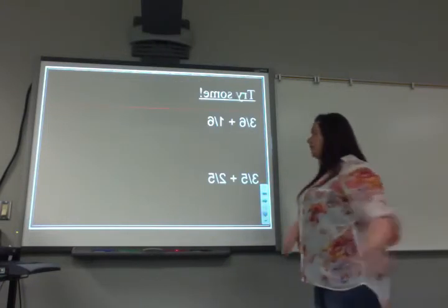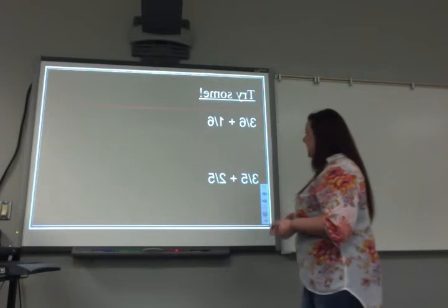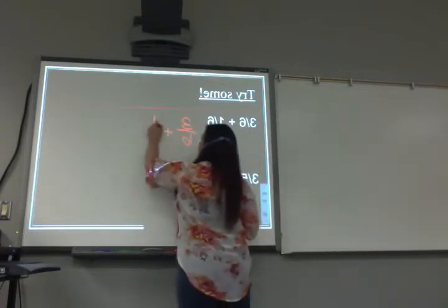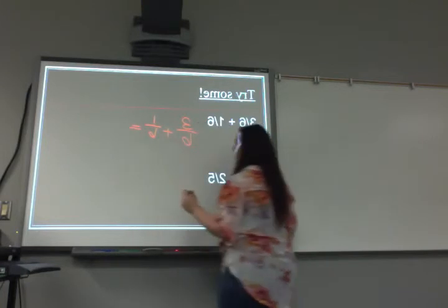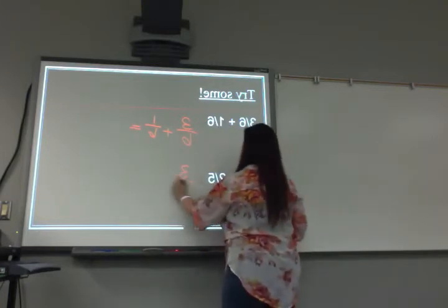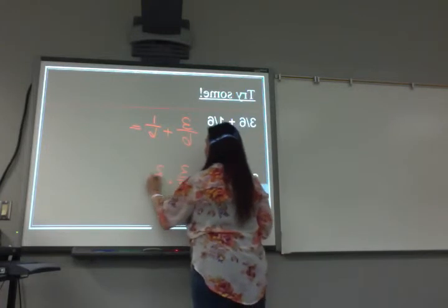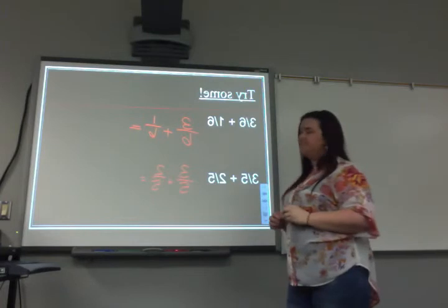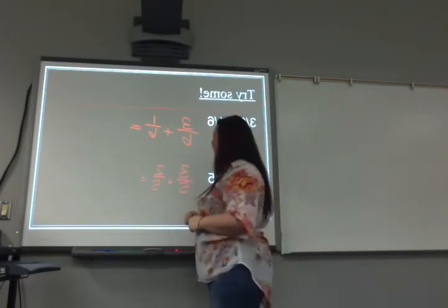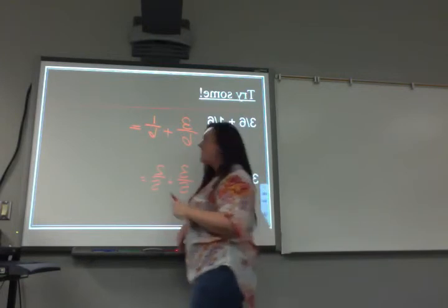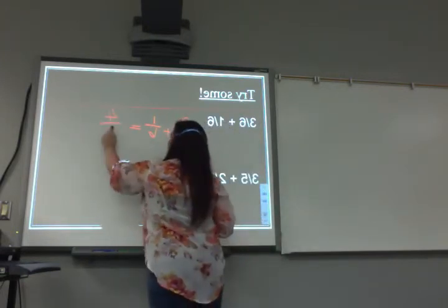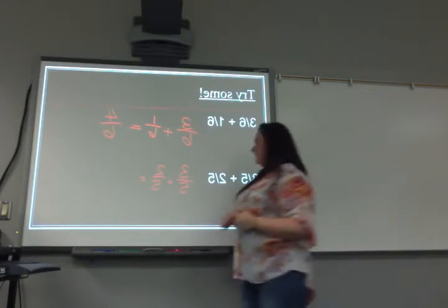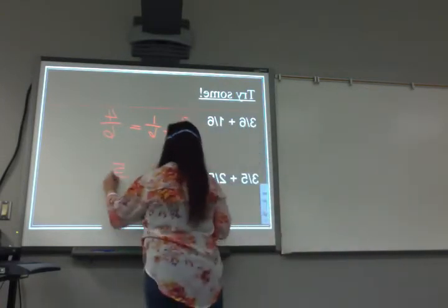Okay, so now you guys are going to try some. You're going to add 3/6 plus 1/6. You can write them like this if it helps you out. You can go ahead and add those together, and then 3/5 plus 2/5. Can anyone tell me what the top part is? Okay, awesome. 4/6 is the top one. Very good. Okay, and then the bottom one. 5/5. Very good.